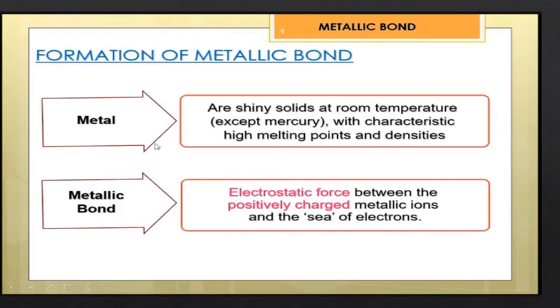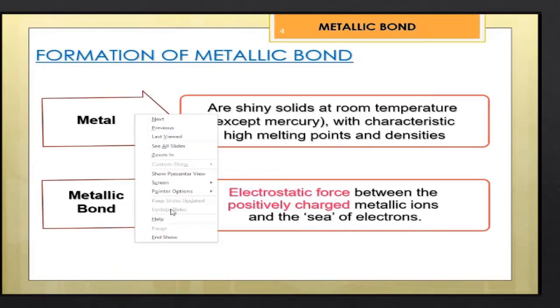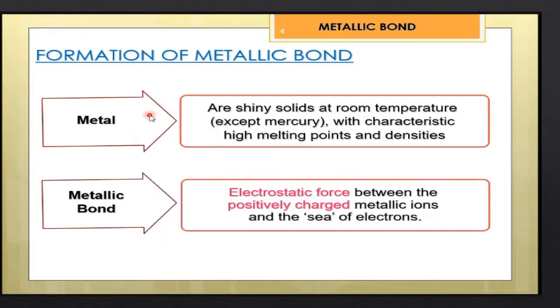First, we must know what is metal. As we know, metal is a shiny solid at room temperature, except mercury, because mercury is in liquid form. Can anyone give me an example of metal? Sodium. Aluminium, yeah. Aluminium is nearer to us because we always see construction using aluminium. And then copper, and ferrum, iron, with characteristic high melting point and density.